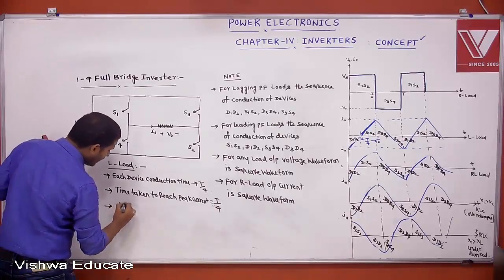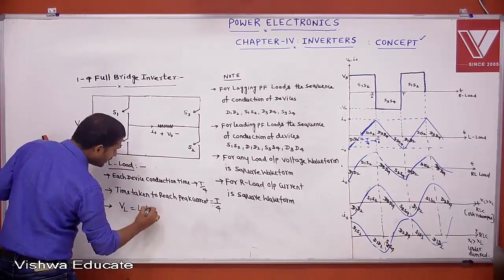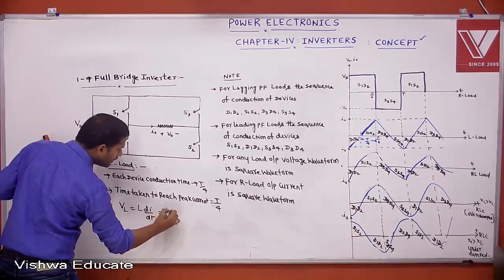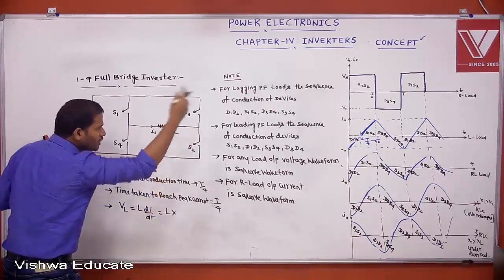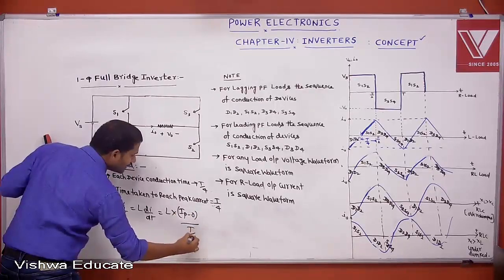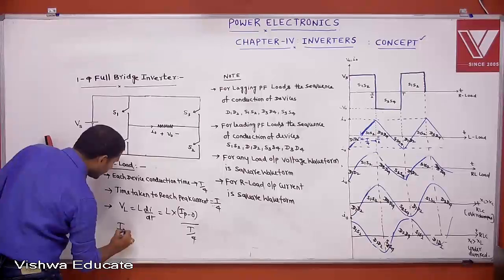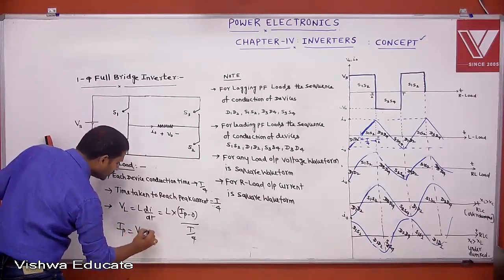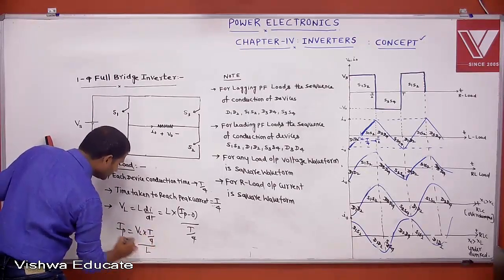Then we know that VL equals L into di by dt. Same formula I derived. L into the change in current, from 0 to peak value, final value minus initial value. How much time is taken? T by 4 time. What is the peak current? Peak current equals VL into T by 4 by L.